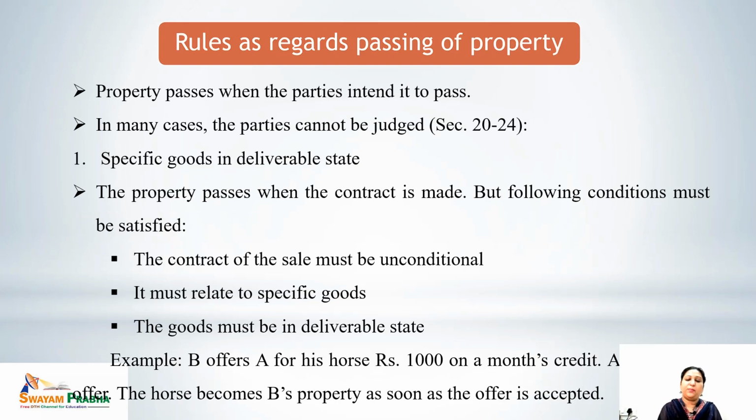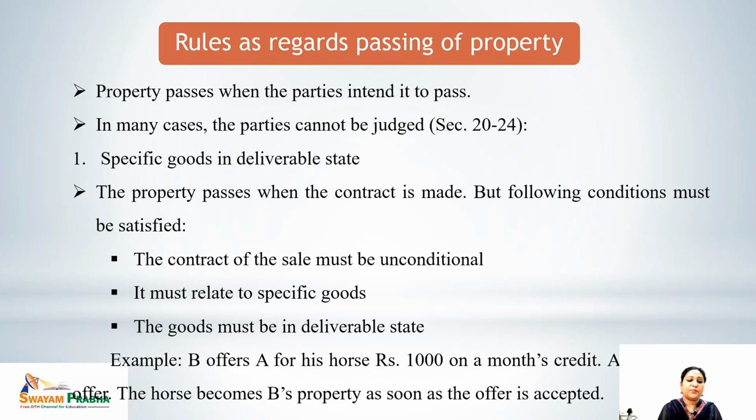But in many cases, the intention of the parties cannot be judged. Sections 20 to 24 of the Sale of Goods Act 1930 deal with it. So, what are those sections? Let's see. Till when the specific goods are in a deliverable state. The property cannot be passed even in case of ascertained goods if it is not in a deliverable state. So, what is the meaning of deliverable state? These are the conditions under which the property can be passed. The contract of sale must be unconditional first of all. It must relate to specific goods and the goods must be in a deliverable state.